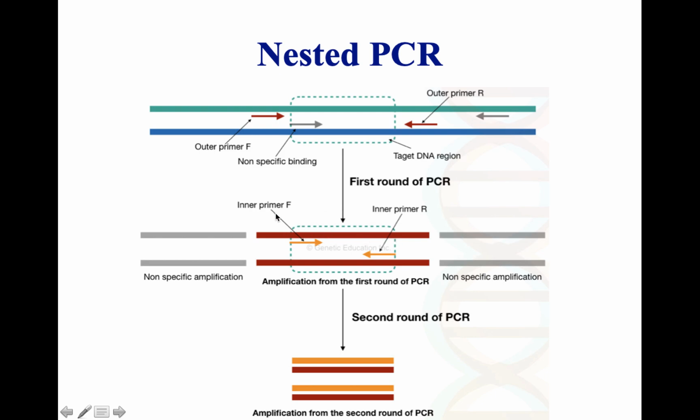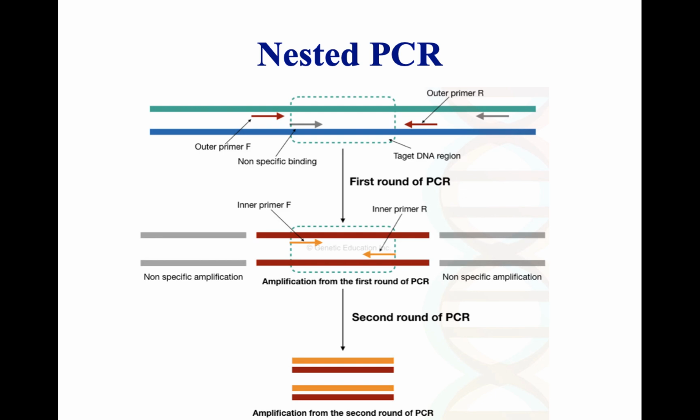So these second set of primers can bind only if the amplified product is formed in the first round of the PCR. If this amplified product is not found in the first round, then these internal primers will not bind in the second round. So this assures the specificity.